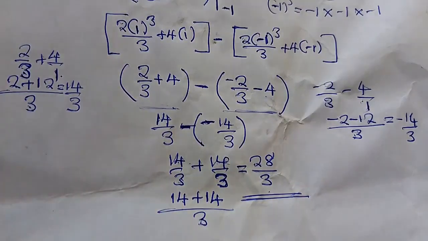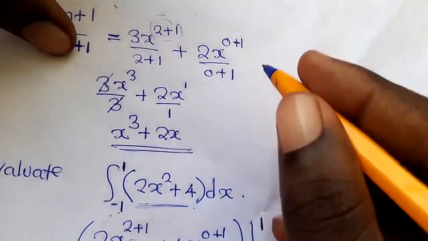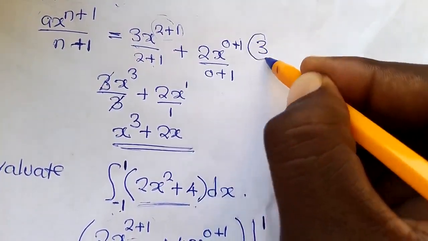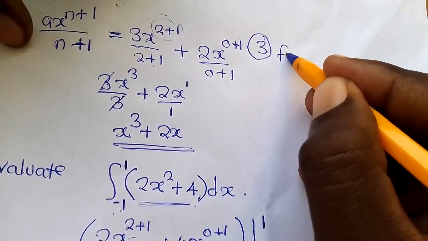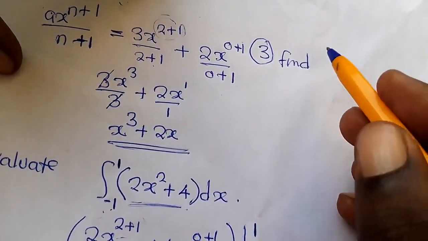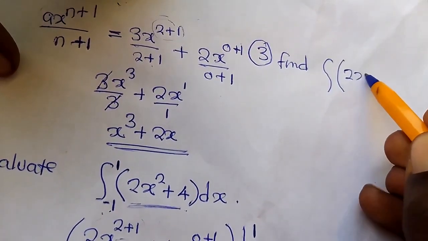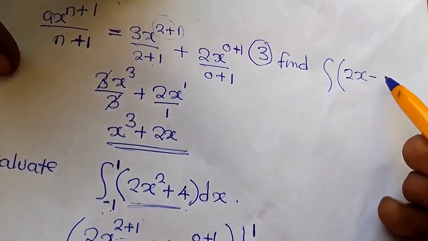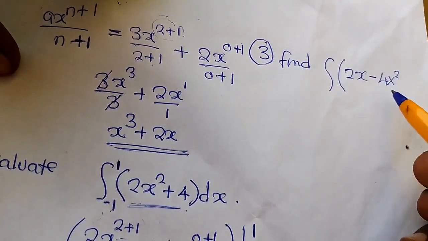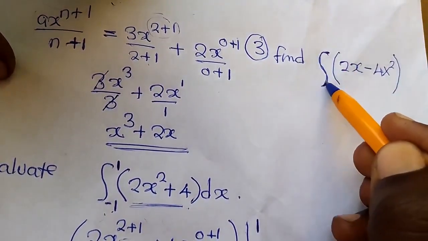So let me give you another one. So let us look at another example. So in this example, so I don't know, that's example what? 3. That's example 3 that you are doing. The question is saying find, this is the question. So find, it is like this. Find 2x minus 4x squared. Like this. Then here, these are integrals.